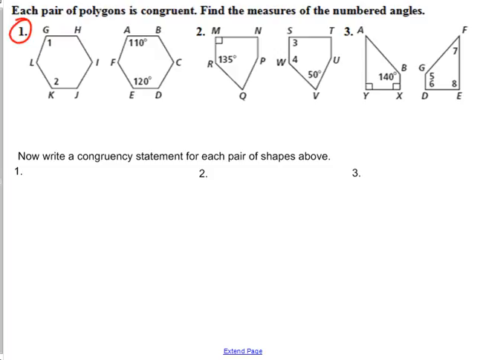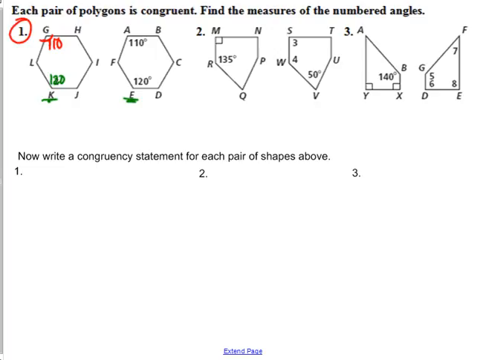Well, I see a polygon GHIJKL. And I see polygon ABCDEF. Well, I notice that they want to know what this angle is. If I look over to the corresponding angle on the other polygon, I notice that A and G are in the same spot. So this angle right here is going to be 110. I also notice that E and K are in the same spot. So this angle is going to be 120.